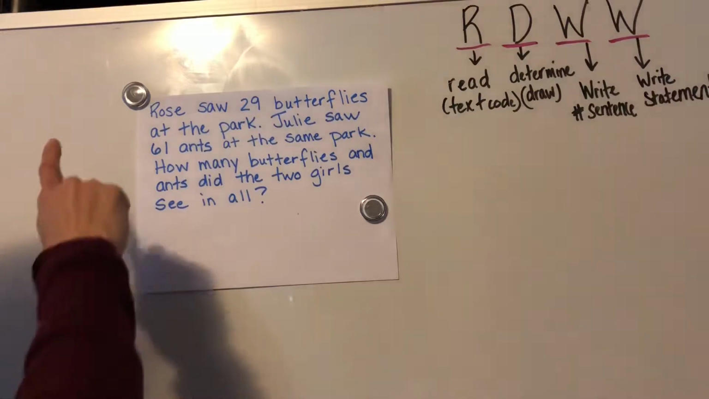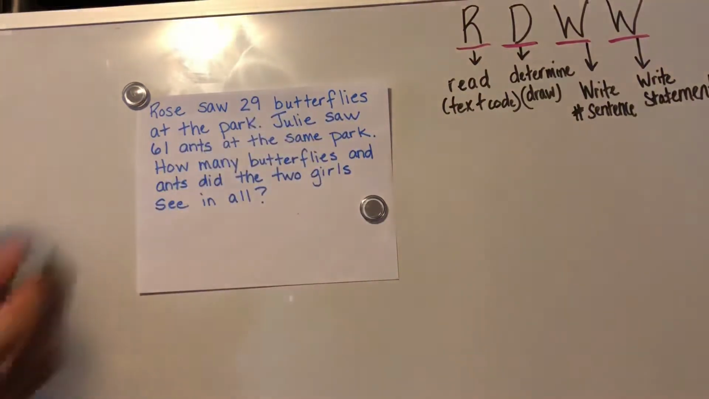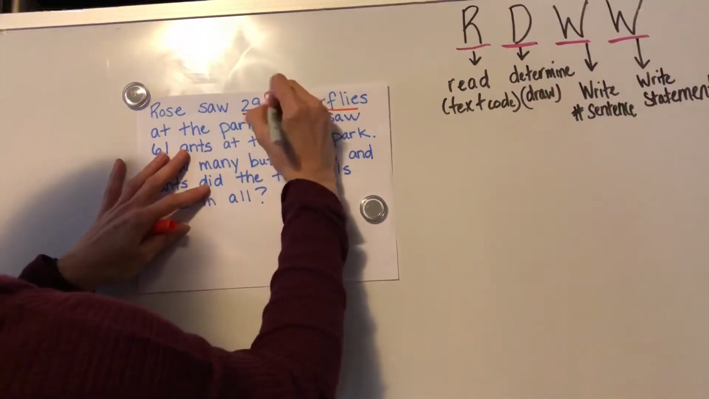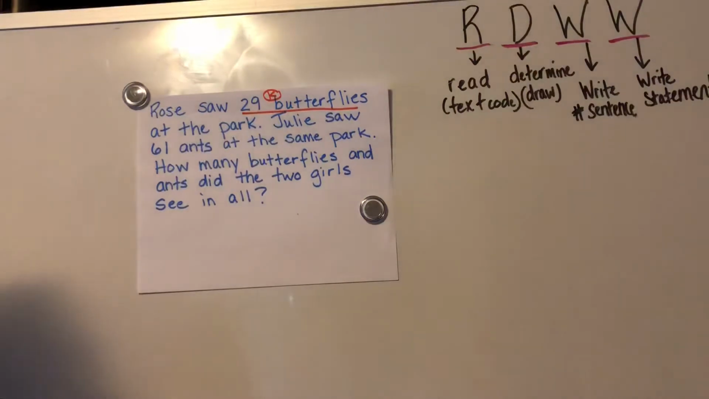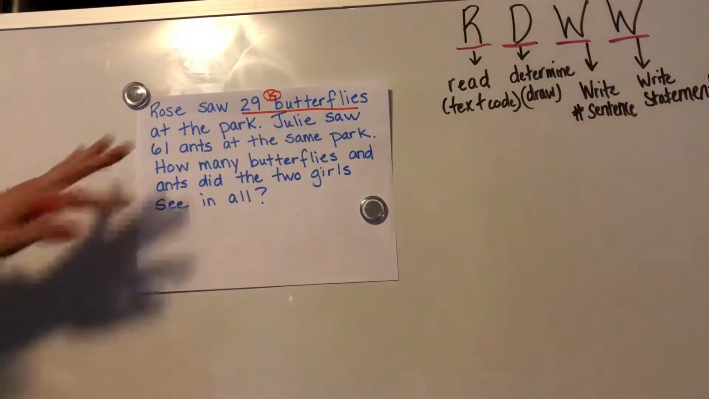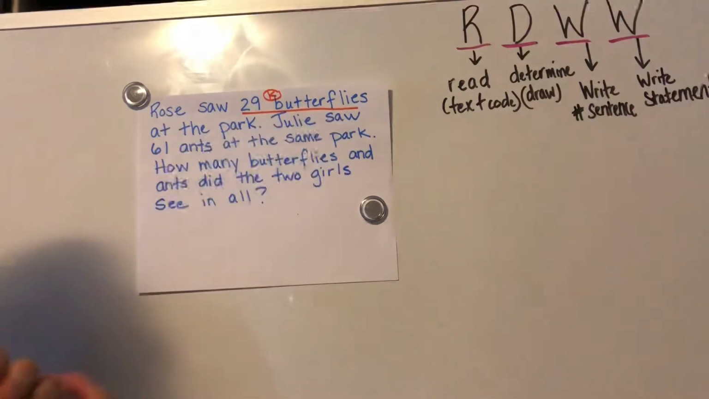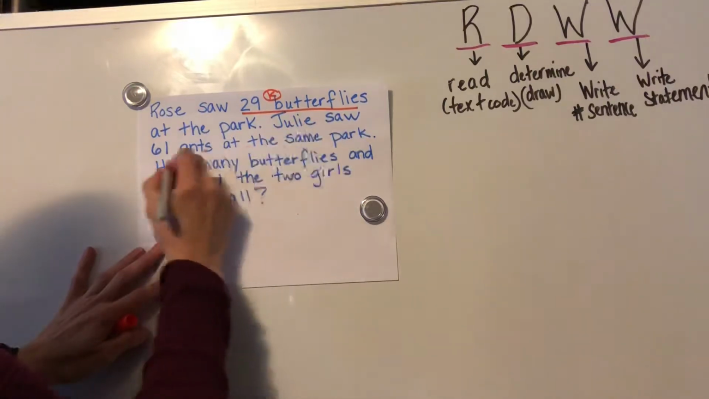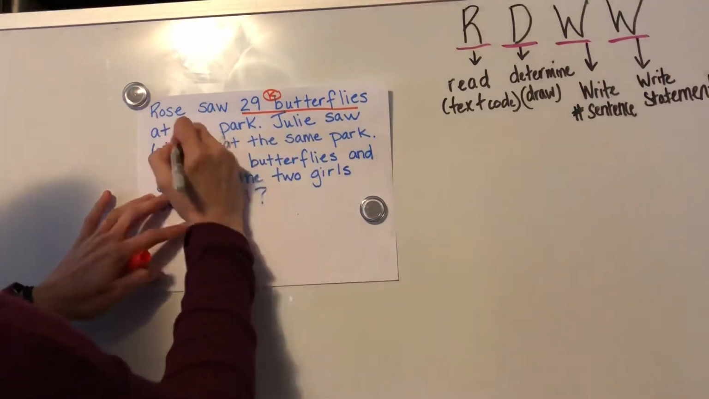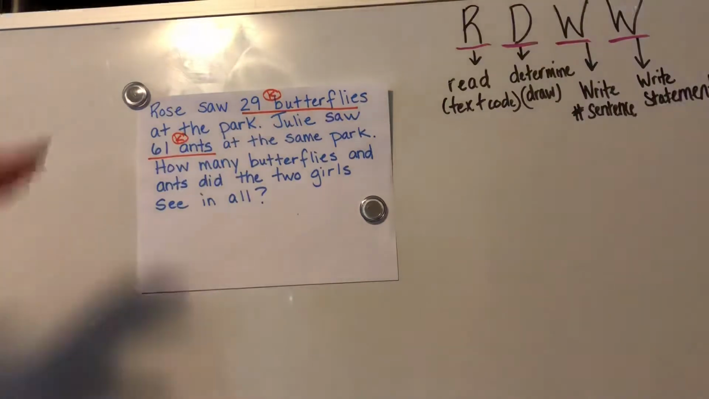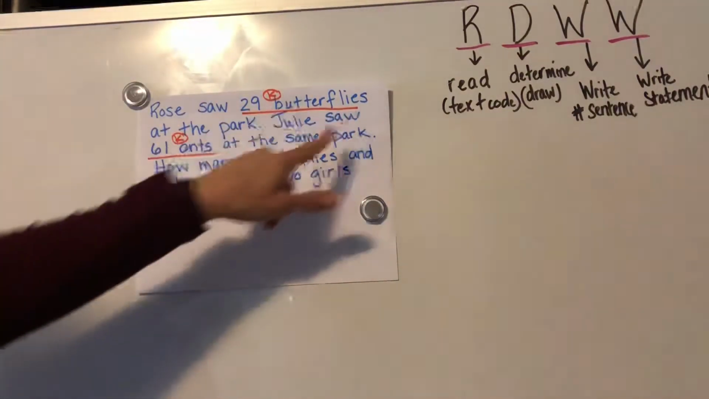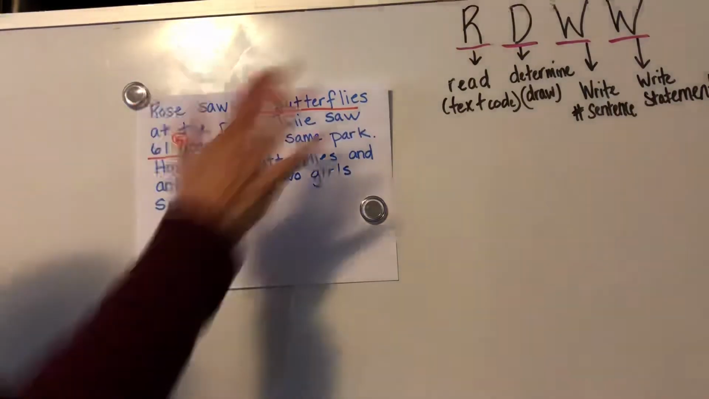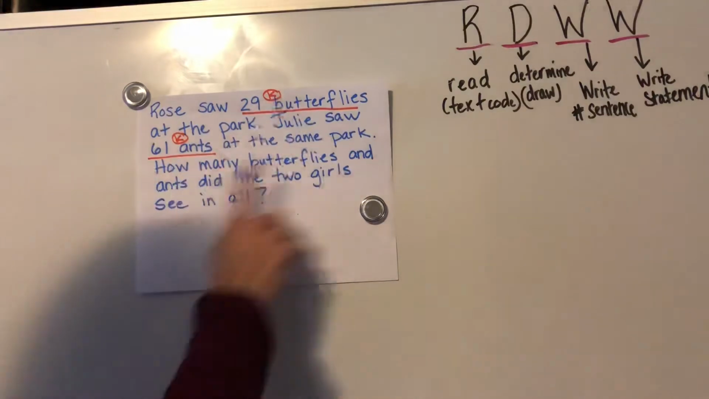One thing that I know in that first sentence is that Rose saw 29 butterflies. So I'm going to underline it and put a K above it, because that's something I know. That's a statement. They're not asking me to figure anything out. They're just telling me that. Another thing they're telling me in sentence 2 is that Julie saw 61 ants. So I'm going to put a K above that. If you notice, I've taken out a lot of words. 29 butterflies, 61 ants. That's all I'm really focused on here. Is there anything else that I know? No, there's nothing else they're telling me here.